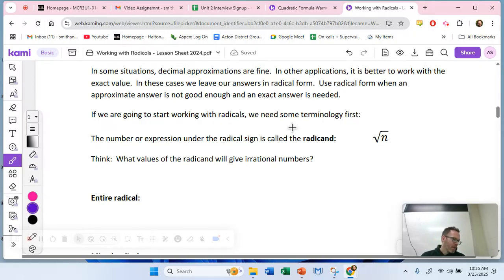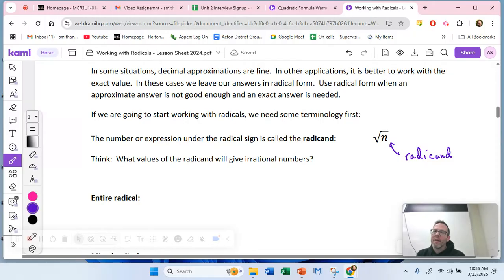Some terminology. The first thing, we are going to refer to the number inside that radical sign. This is called the radicand. That is definitely some new terminology for you guys. This is the one day a year where I use this term, radicand. Otherwise, it's just the number inside the root. But officially, it's called the radicand.